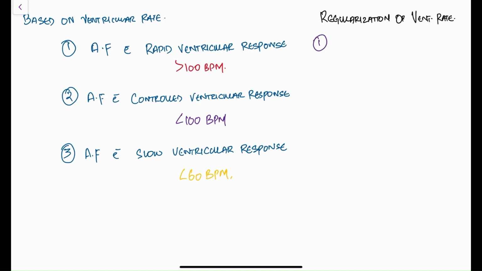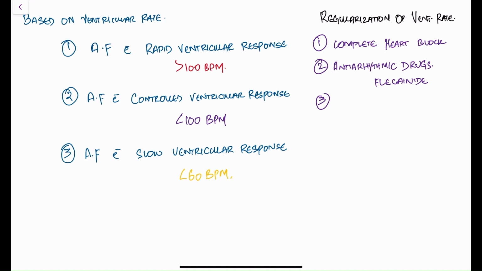There are some conditions in which the ventricular rate regularizes. These are complete heart block, antiarrhythmic medications such as flecainide, and some cases of digoxin toxicity.